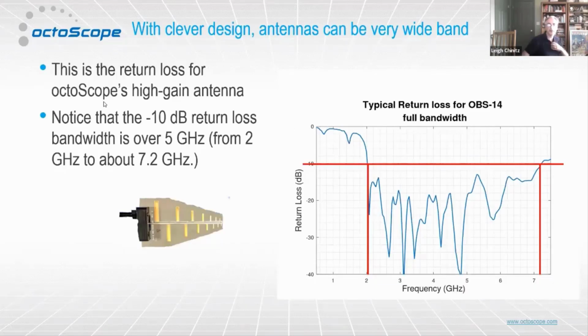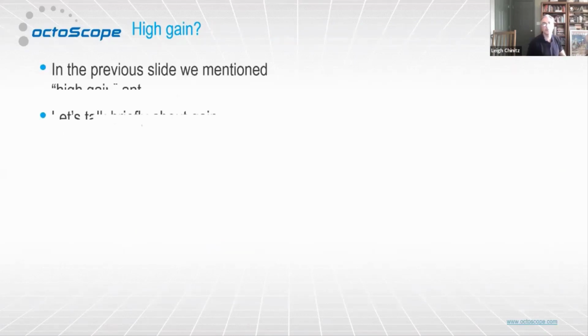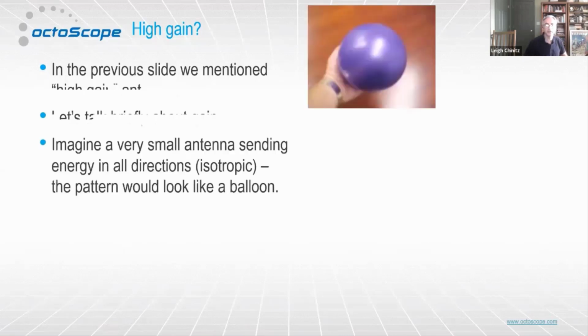So I mentioned that this is Octoscope's high gain antenna. So let's get into that. Why did I bring up gain all of a sudden? We mentioned it, let's talk about it. We actually mentioned gain in a previous tutorial where we talked about link budgets, so it's worth getting into a little bit here.